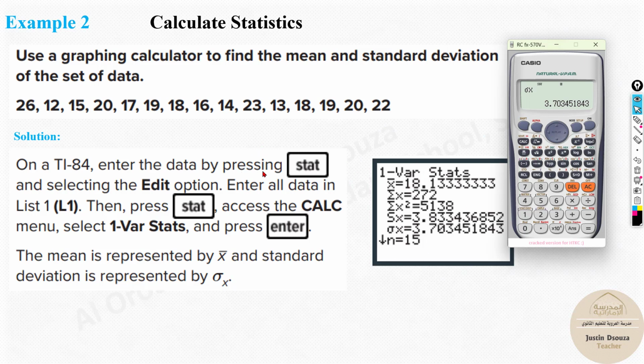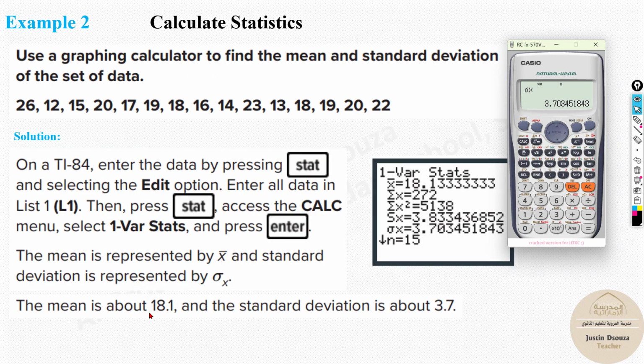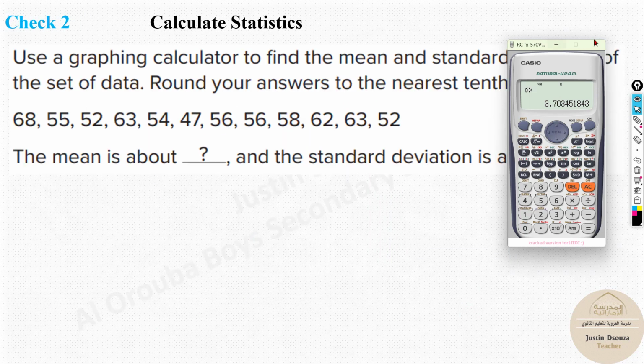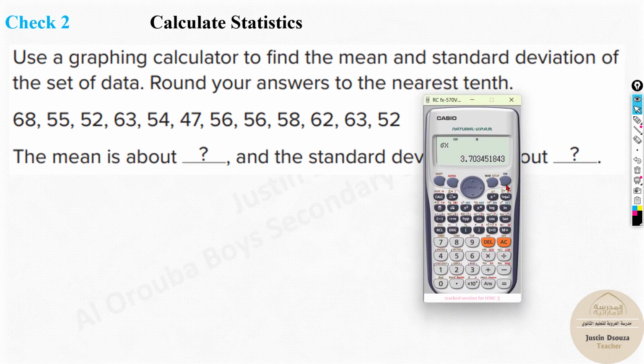But anyway, all five steps can be obtained easily over here, but we need the mean, the number of values, and the standard deviation. You can see the mean is 18.1, yes, we got that, and the standard deviation is 3.7. That's the answer. You can try this by yourself. Pause the video and just try it. It's very straightforward. I hope you try.